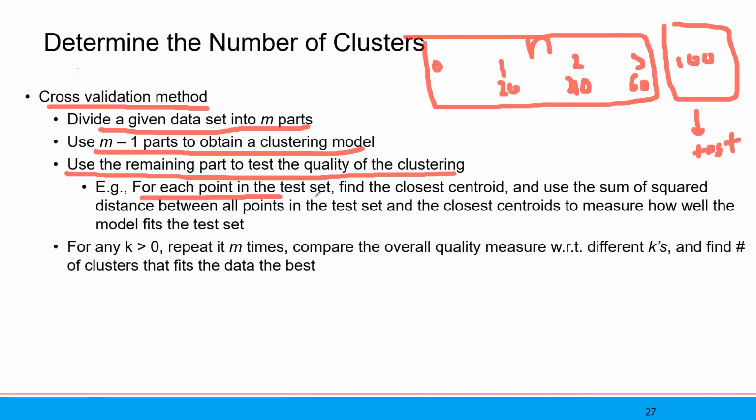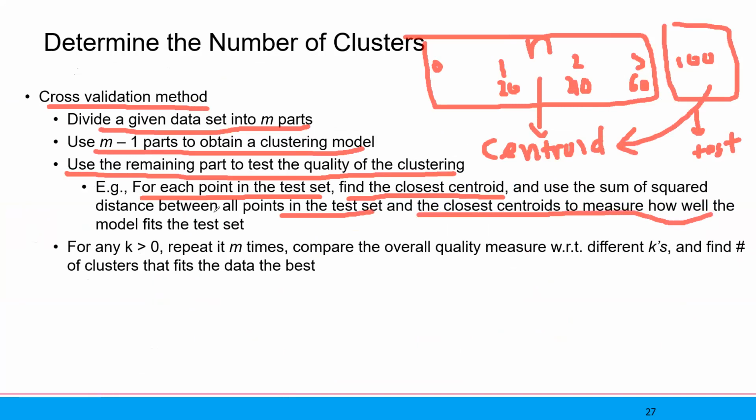So for each point in the test set, find the closest centroid. So we will make the centroid here. We will find the best centroid based on k-means or with other methods. And then after we have the centroid, we use this test set and measure with this centroid and then select the best SSE. And we can select the closest centroid to measure how well the model fits with the test set.